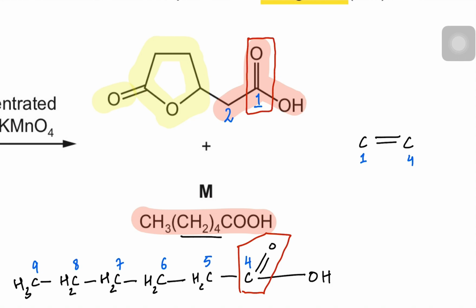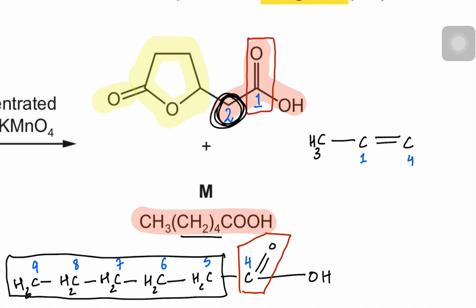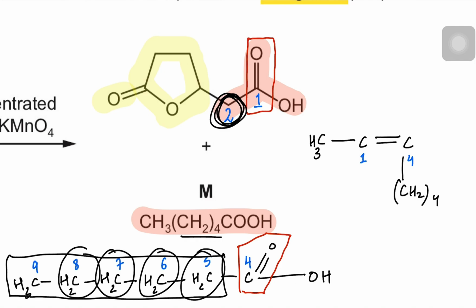Now notice what was on the side of carbon 1. It was a carbon, which is carbon 2. So it must have been a CH3. Also notice what was with carbon number 4. It was this whole chain, which was carbon 5, 6, 7, 8, 9. So it was this whole chain which was CH2 4 times, and then CH3.